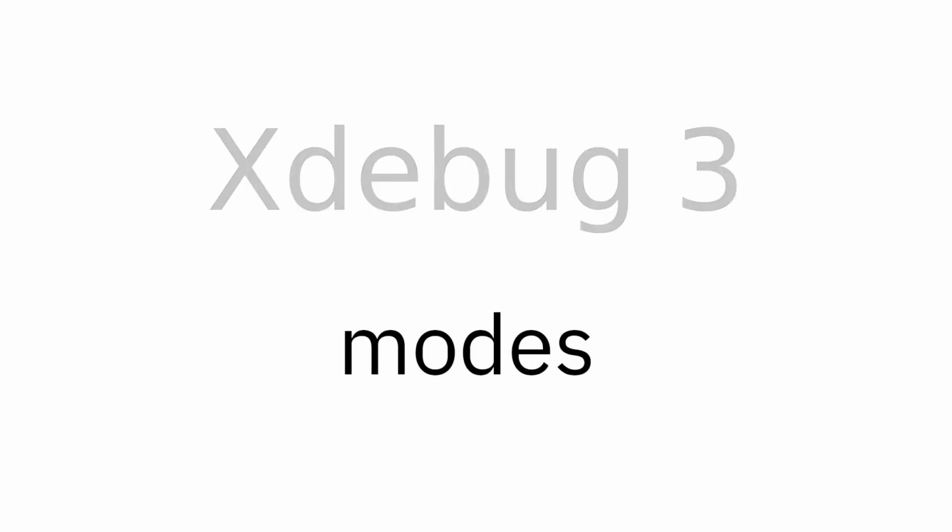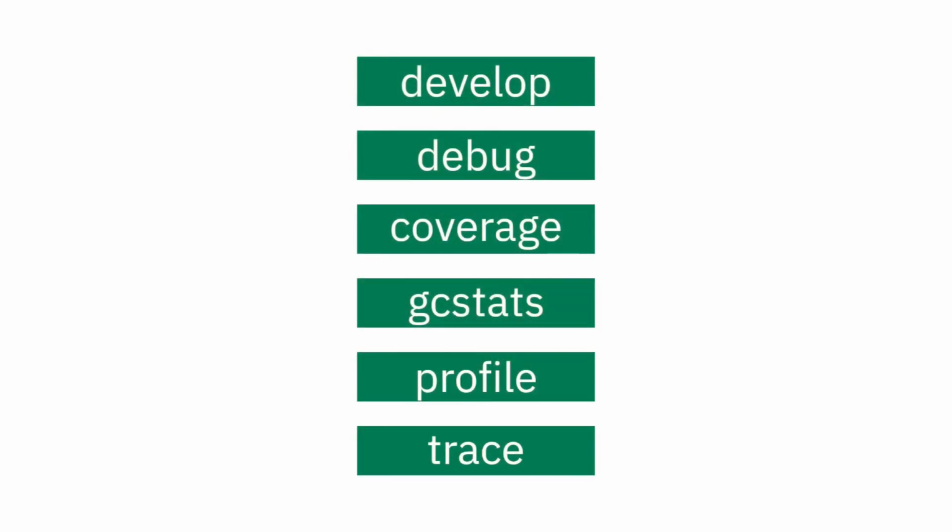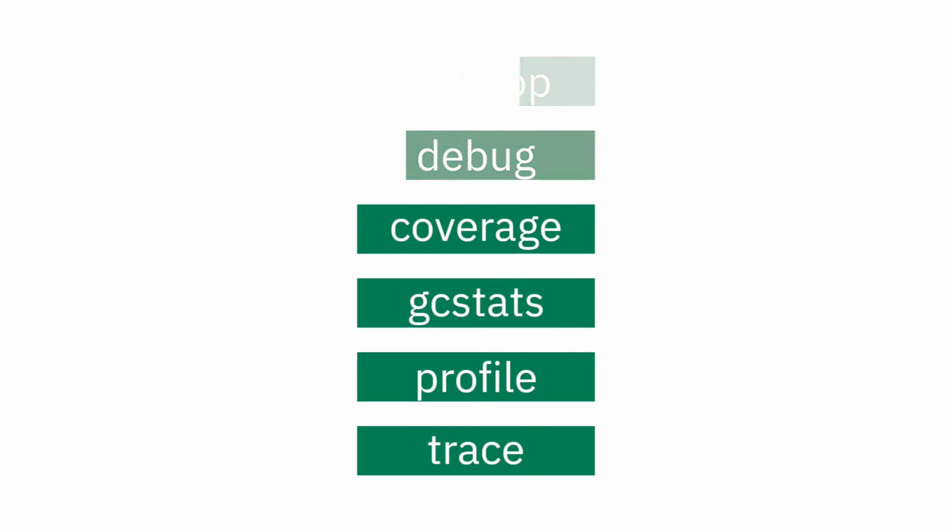Xdebug 3 introduces a new concept called modes. These modes allow you to turn off and turn on specific features without impacting each other. This is done so that it is easier for Xdebug to only hook into specific PHP internals, and that in turn means that Xdebug does as little work as it can get away with.